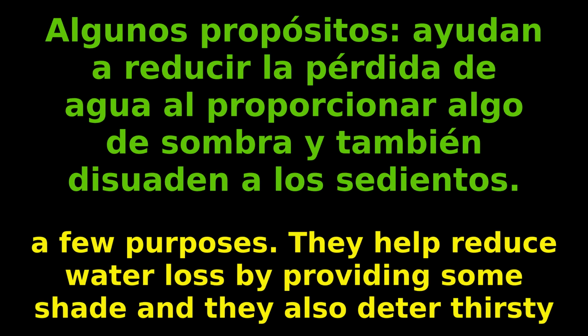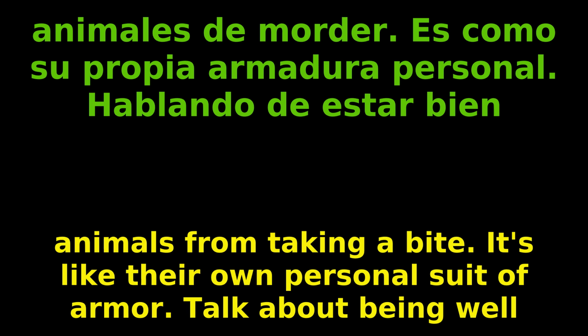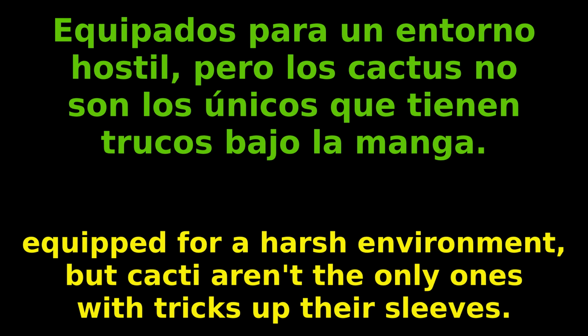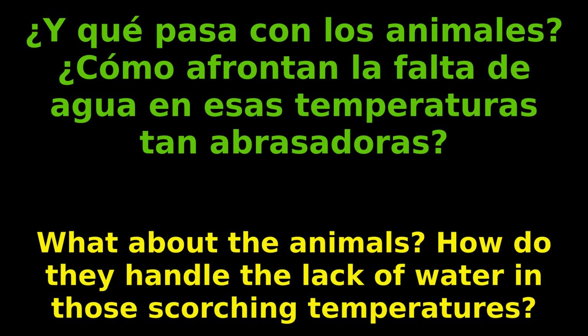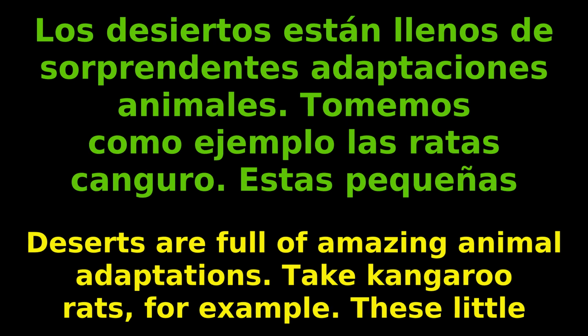Those spines actually serve a few purposes. They help reduce water loss by providing some shade, and they also deter thirsty animals from taking a bite. It's like their own personal suit of armor. Talk about being well-equipped for a harsh environment. But cacti aren't the only ones with tricks up their sleeves. Yeah. What about the animals? How do they handle the lack of water in those scorching temperatures?